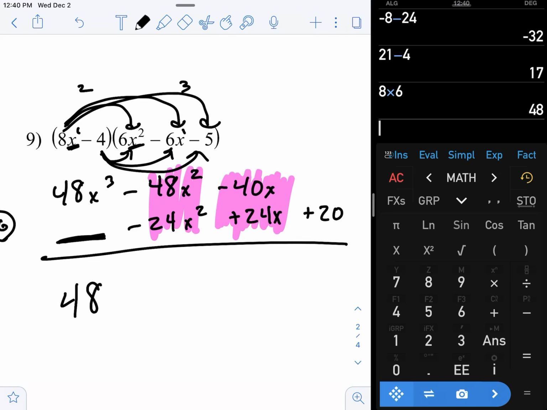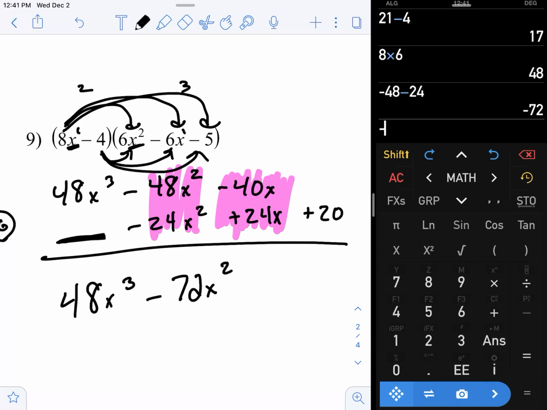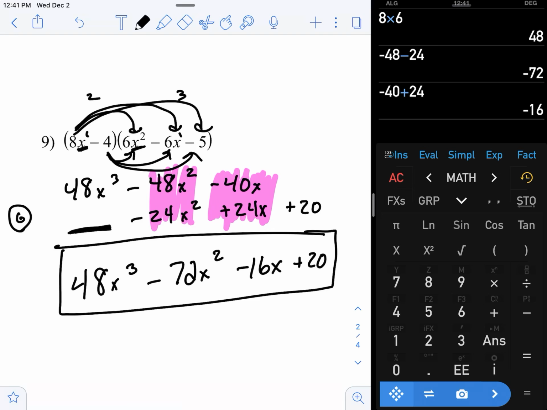Okay. 48 x to the third minus negative 48 minus 24, negative 72x squared. All right. Negative 40 plus 24 minus 16x plus 20. Okay.